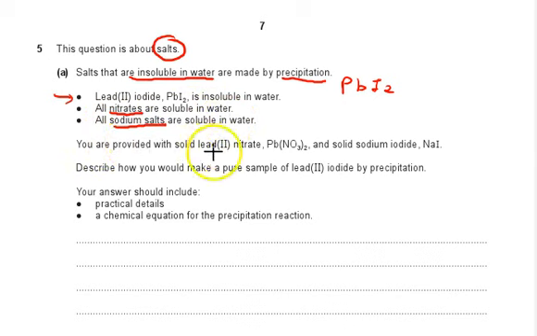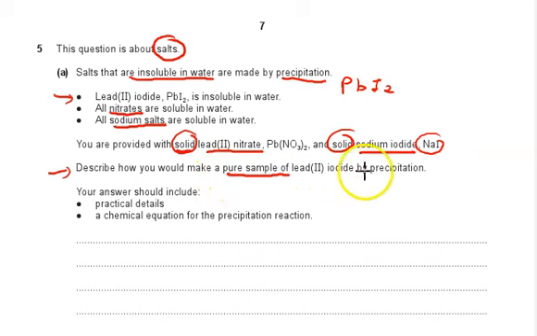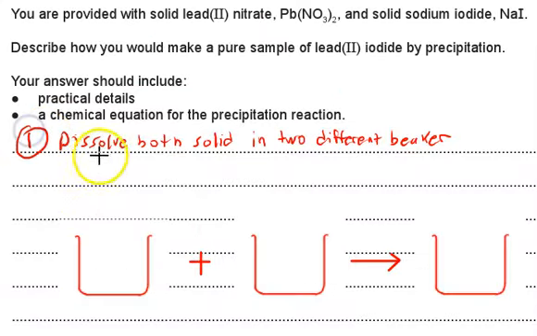So you are provided with a solid lead 2 nitrate and a solid sodium iodide. Both are solids over here. Describe how you would make a pure sample of lead 2 iodide by precipitation, and your answer should include practical details and also the chemical equations for this question. Let me explain to you one by one what we should do here. The first step is to dissolve both solids in 2 different beakers with water.